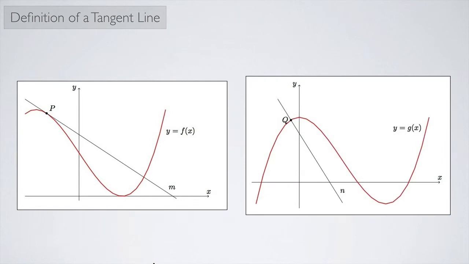On the other hand, here is a line that does touch the function just once. Here it is at point Q, and that's it. But that's definitely not a tangent line. A tangent line is something that looks like it should just be touching it once right near that point right there. So we need something that's going to be a little bit better for our definition.